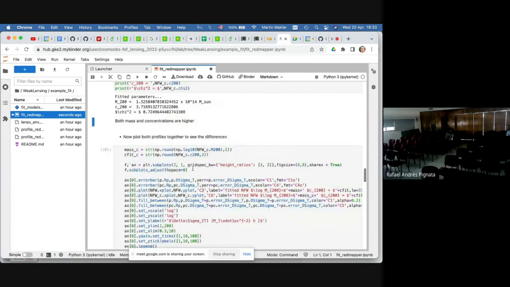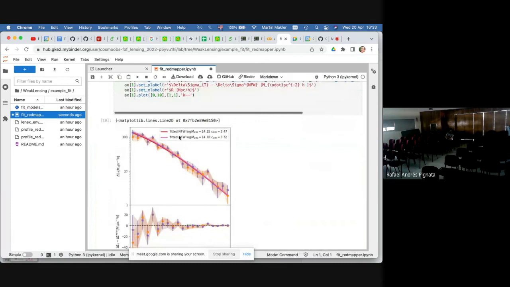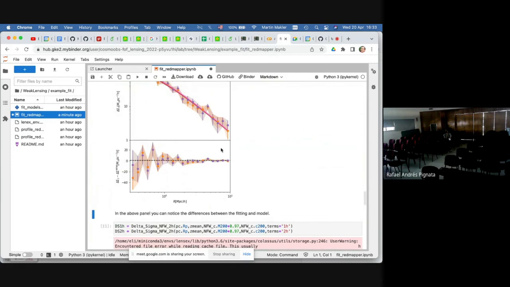Okay. So these are some differences you see here between the fitted mass, density and concentration parameters because of getting only systems that are well-centered, which are those that are violet here, okay? But you may be wondering what's the effect here if these points are sensitive to this two halo term. So you can include the two halo term.